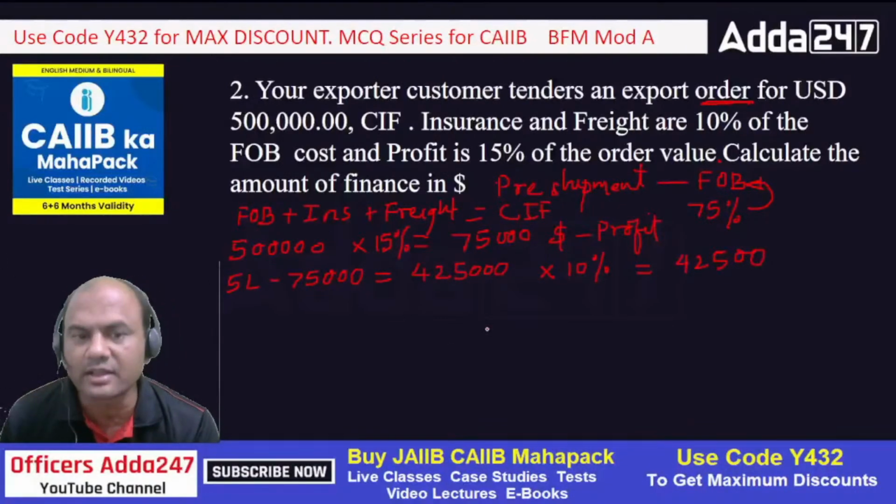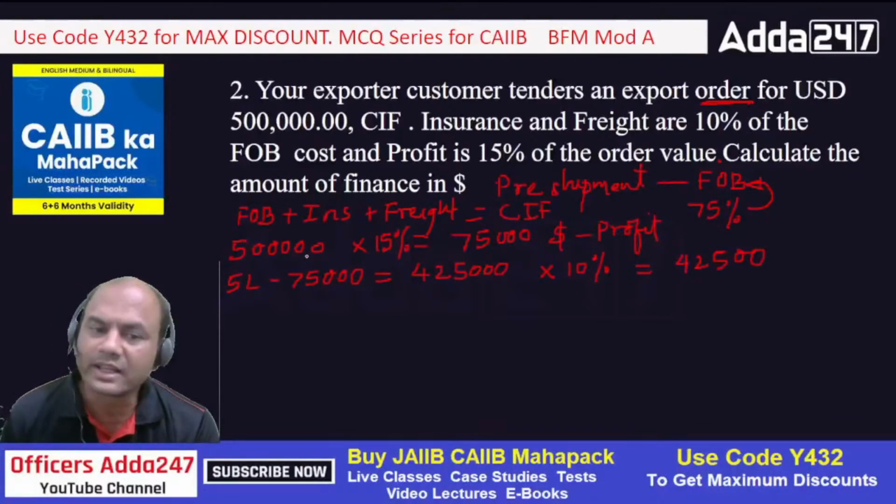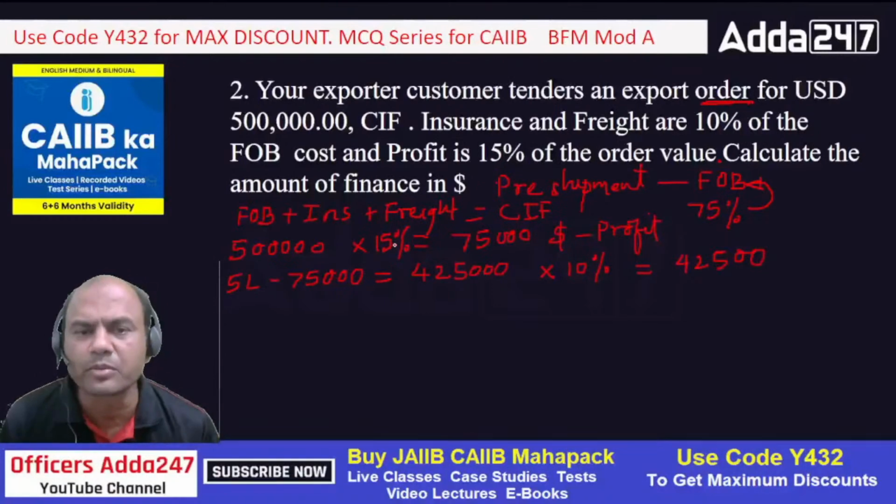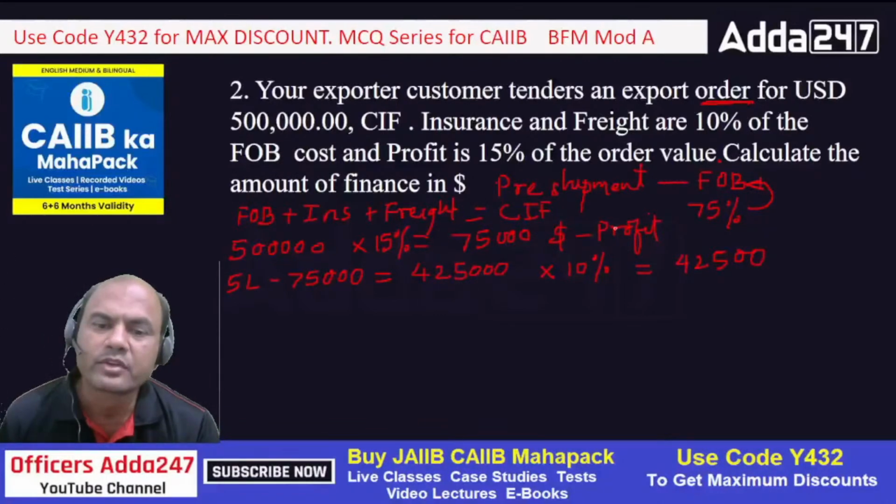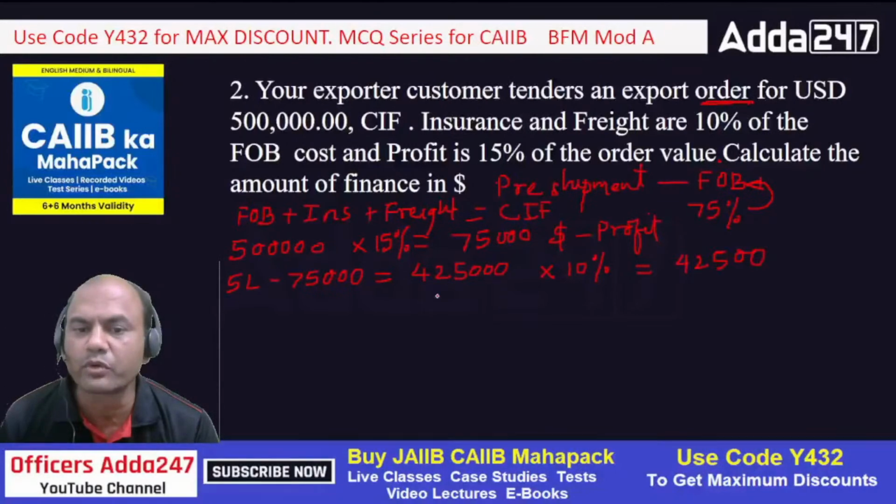I'll again take the roundup of this. 5 lakh is the order amount. 15% is the profit. First remove the profit because we are not financing for profit. So 15% is 75,000. Remove it. So my net order becomes what? 5 lakh minus 75,000, 425.